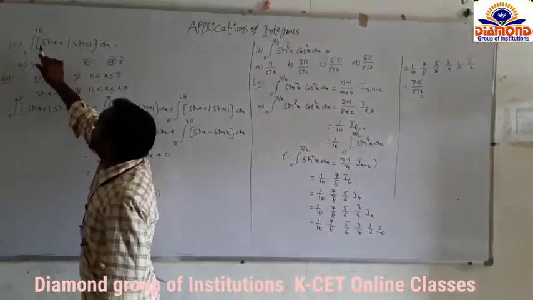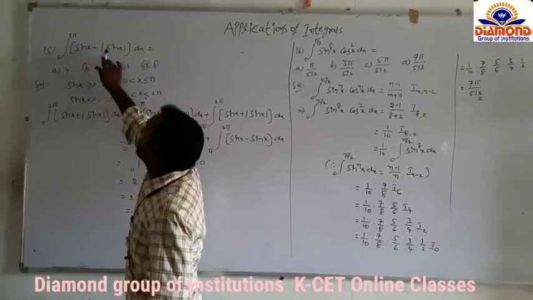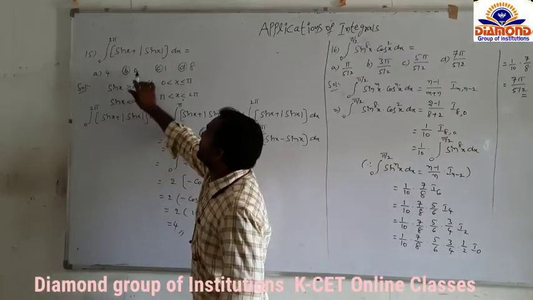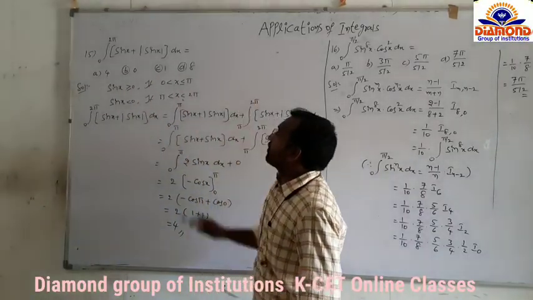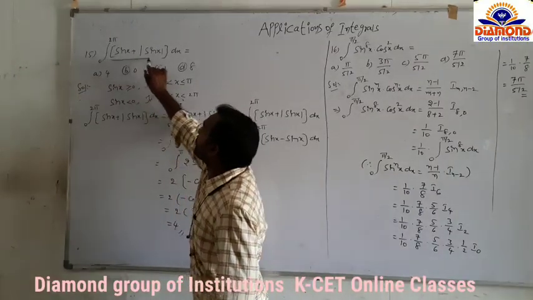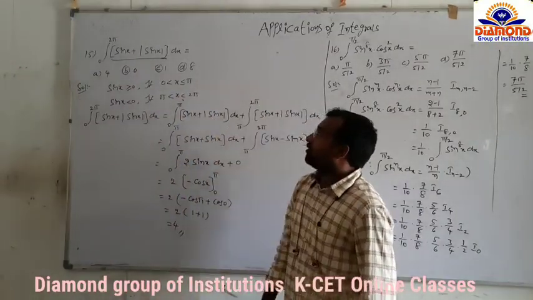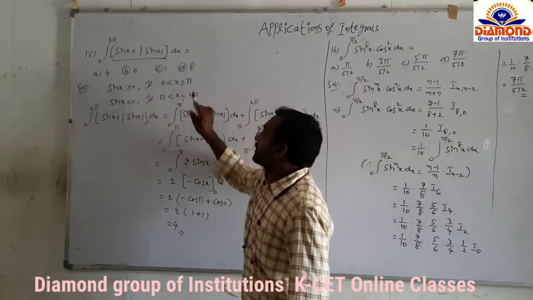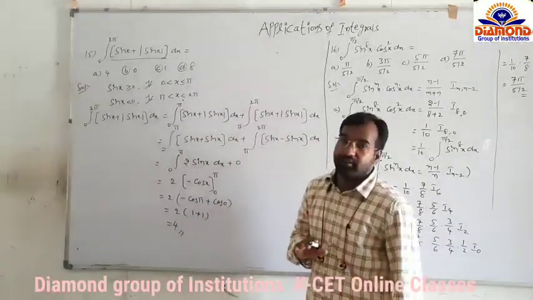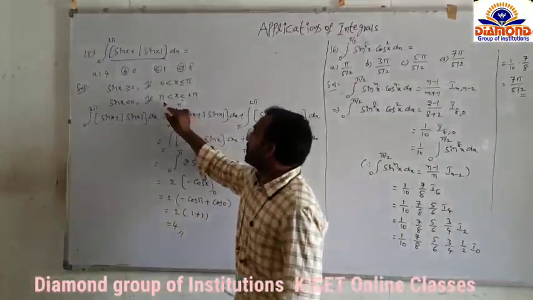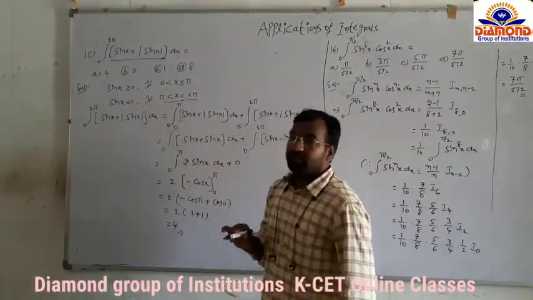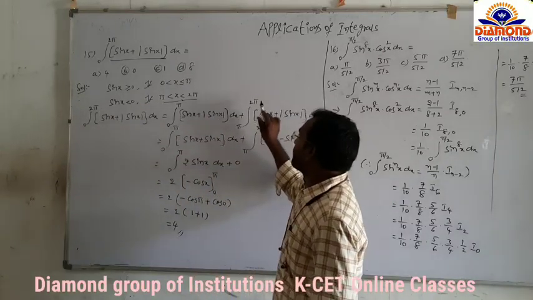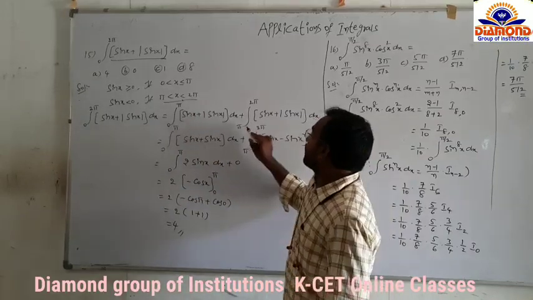Integration 0 to 2 pi, step of sin x plus mod sin x dx equal to: option A 4, option B 0, option C 1, option D 8. So the given function is step of sin x plus mod sin x. First, sin x is positive in 0 to pi, in the first and second quadrants. In the remaining third and fourth quadrants sin x is negative. So that's why 0 to 2 pi is divided into two intervals: one is 0 to pi, another is pi to 2 pi.